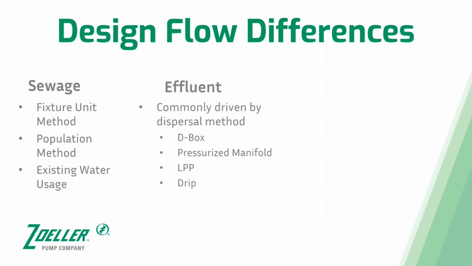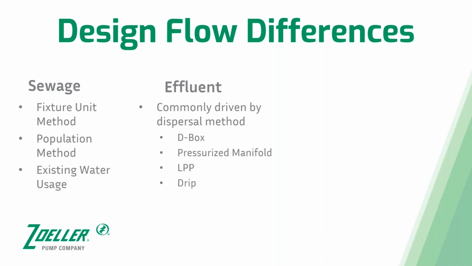Effluent applications are typically going to be driven by your dispersal method. So if you're using a distribution box, typically there's a maximum flow that you can push through that distribution box. So you want to make sure that you're sizing a pump that is going to put out less flow than what that D-box can handle.